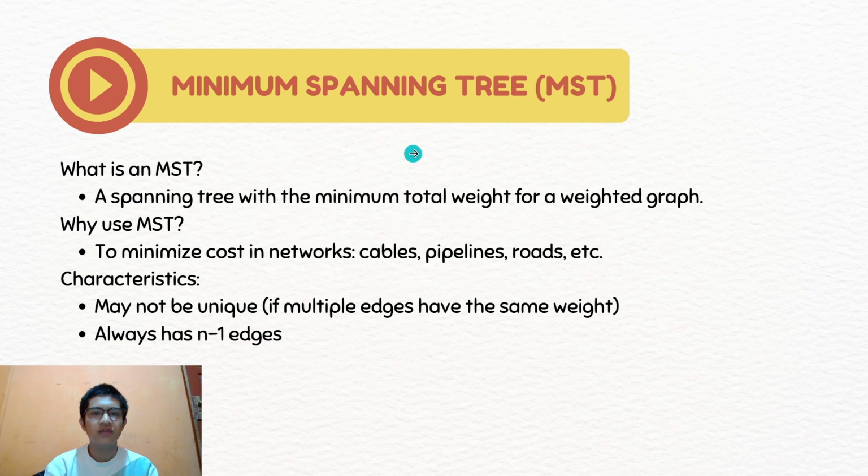So what is a minimum spanning tree or MST? A minimum spanning tree is a special kind of spanning tree. It minimizes the total weight of the edges in a weighted graph. MSTs are useful when we want to reduce costs, for example, in laying down cables or pipelines. Keep in mind, an MST may not be unique if there are edges with the same weight, but it always contains exactly n minus 1 edges.